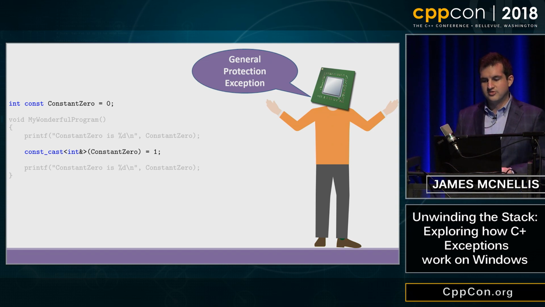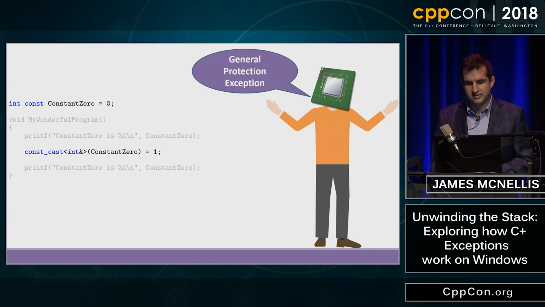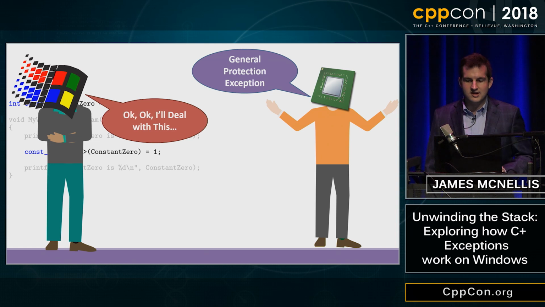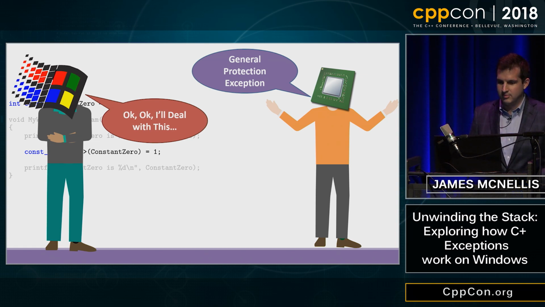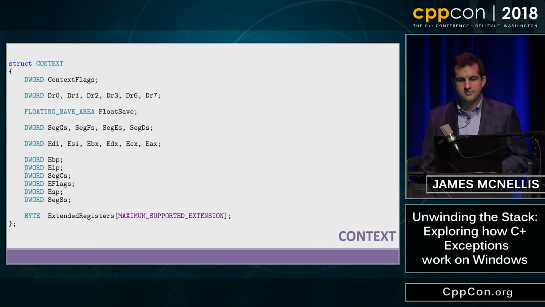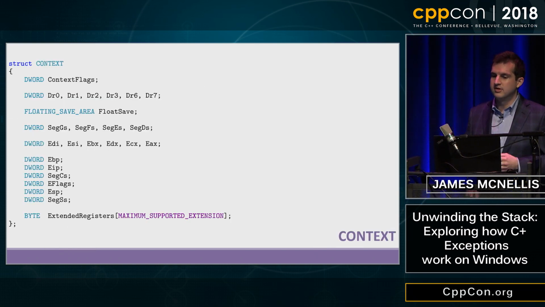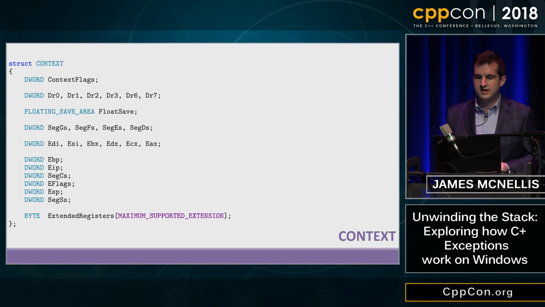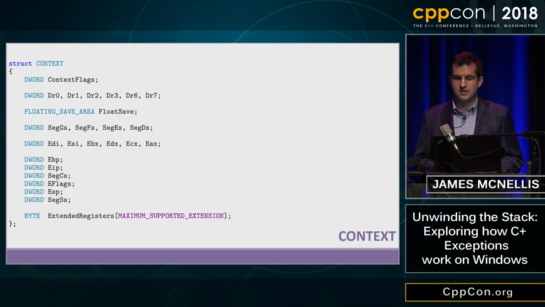This causes control to transfer from your program back to the operating system via the interrupt table, and the operating system now is responsible for fixing the problem. So the OS is going to do two things here. The first thing the OS is going to do is record the current state of the CPU so that it knows the state the program was in when the exception occurred.